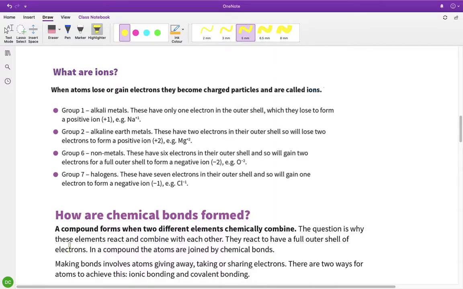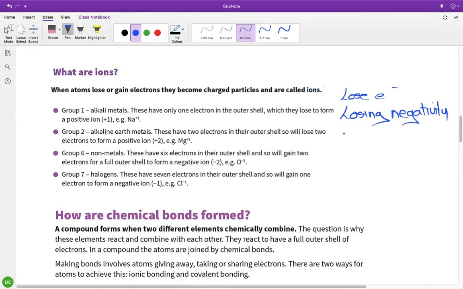We talked about ions. So when an atom loses or gains an electron, it becomes a charged particle and it's called an ion. So we were saying in group 1, what do they want to do? They want to lose 1 electron. If they lose an electron, they lose negativity, which means you become positive. Okay, so it's a positive ion when it loses an electron.